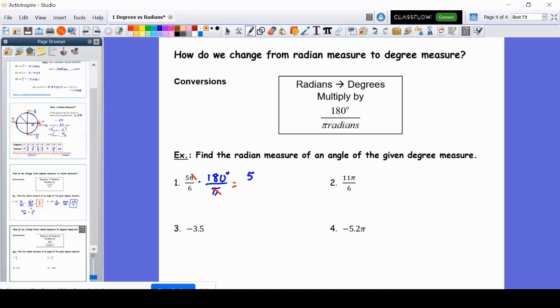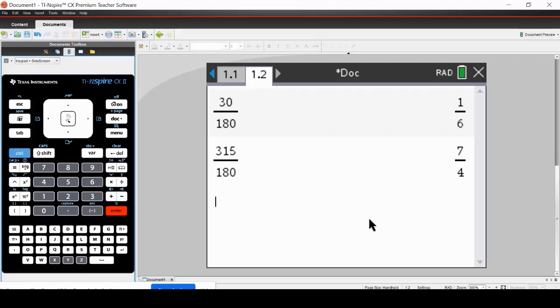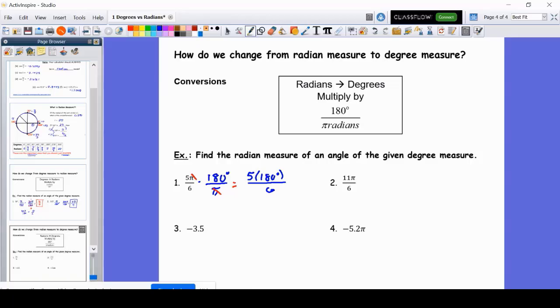So now we have 5 times 180 degrees over 6. So we go get our calculator again. It's 5 times 180 degrees divided by 6. That's going to give me 150 degrees. And I'm going to warn you, if you do not put a degree symbol on this, it's wrong. Anytime you have an angle in degree measure, you have to actually write the degree symbol. Otherwise, it means 150 radians.